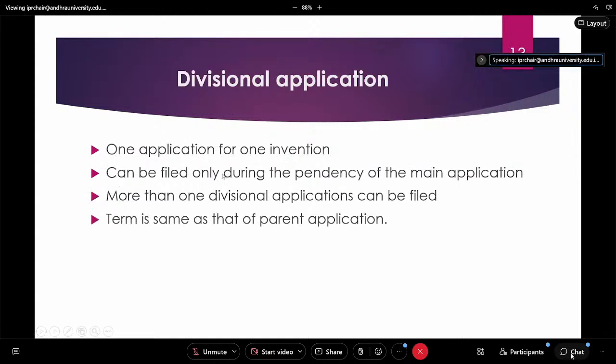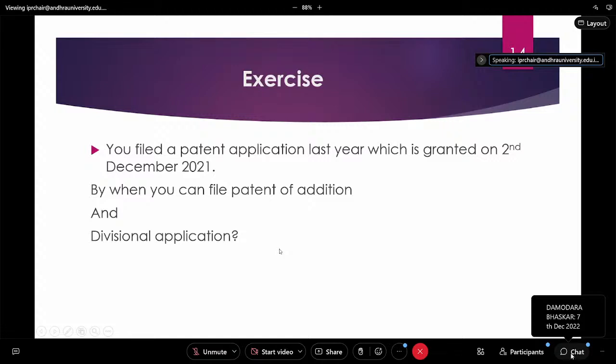See here the second point, divisional application can be filed only during the pendency of the main application. It means when the main application has not been granted, then only you can file a divisional application. In this question, I am telling that it has already been granted in December 2021. So you don't have the window left to file your divisional application, but still you can file your patent of addition.